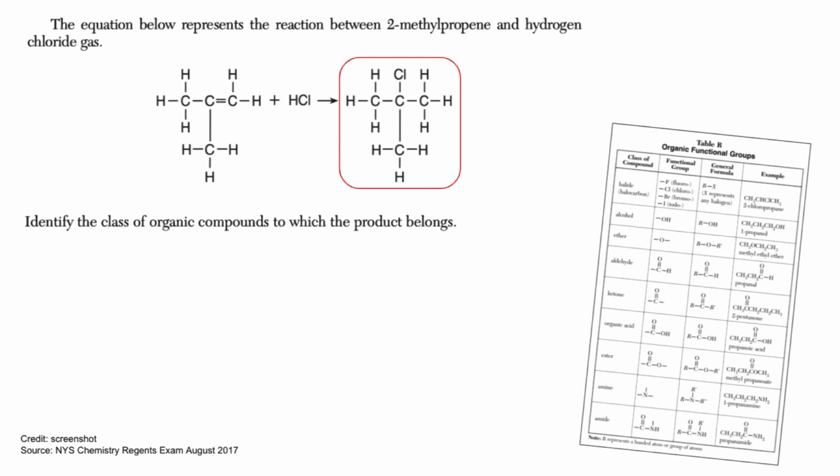So hopefully you notice the Cl up there attached to one of those carbons. This would be a halocarbon or a halide because it has a halogen coming off of one of the carbons. This would be a little harder to name because it also involves a methyl group coming off of that same carbon, but just if you're curious, this would be 2-chloro-2-methylpropane.